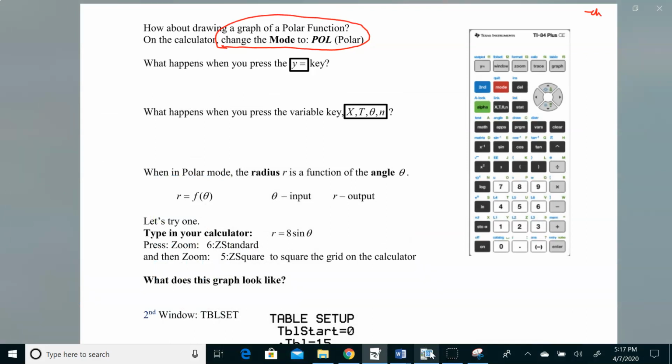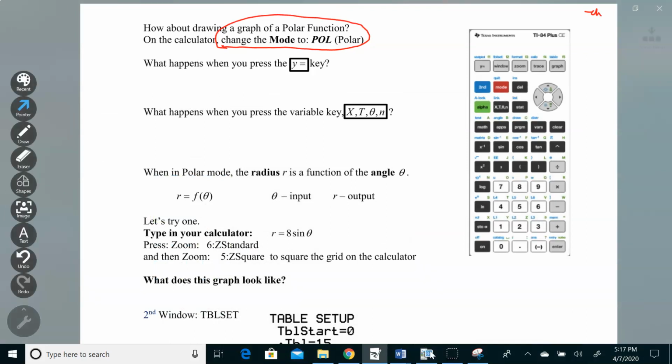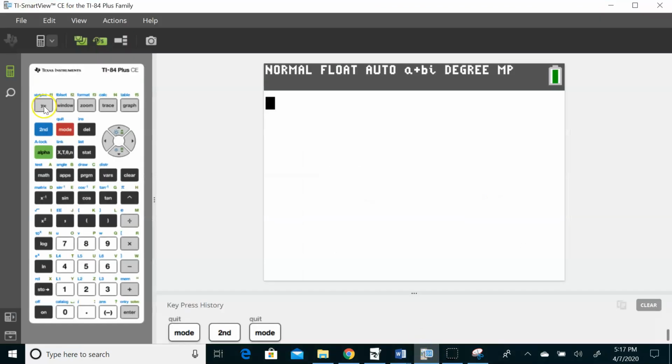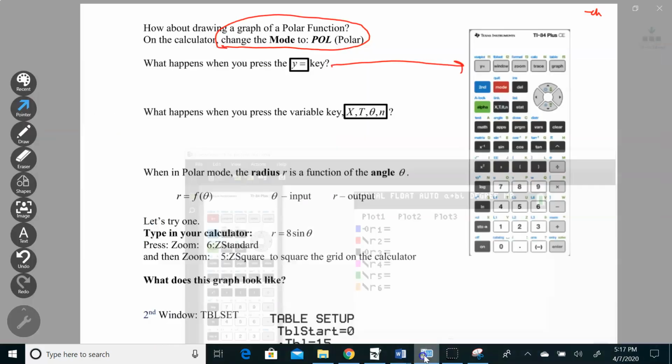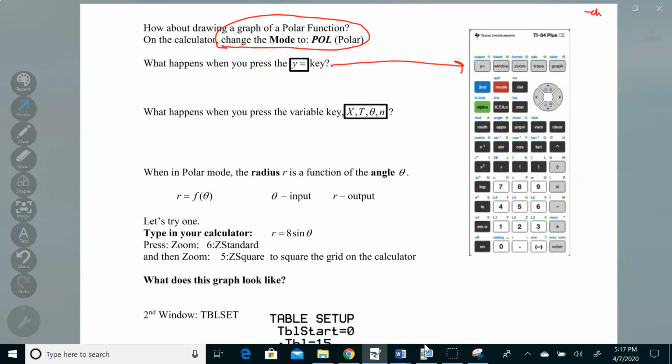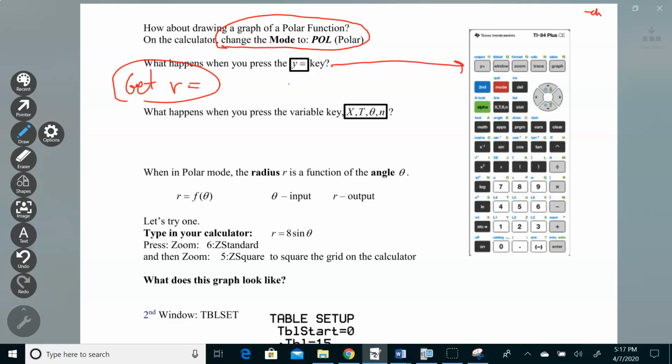What happens when I press the Y equals key? The Y equals key is right here. Well, let's see what we get on the calculator when we hit the Y equals key. Again, I don't get Y equals, I get R equals. You get R equals, not Y equals.